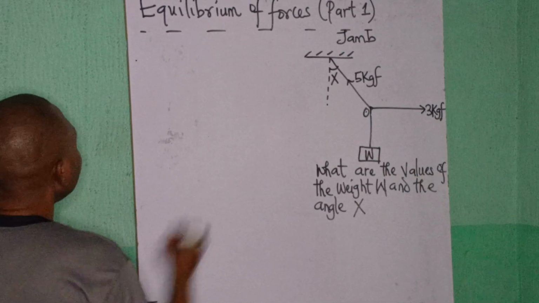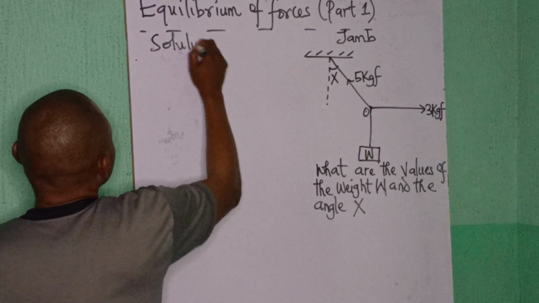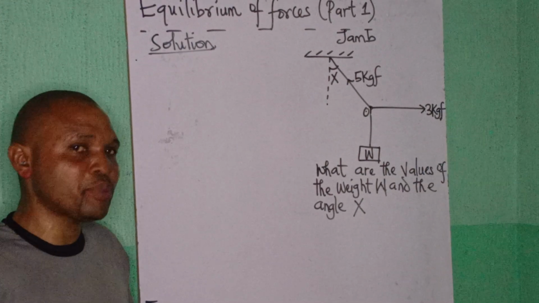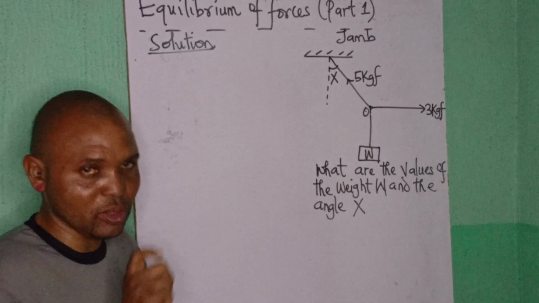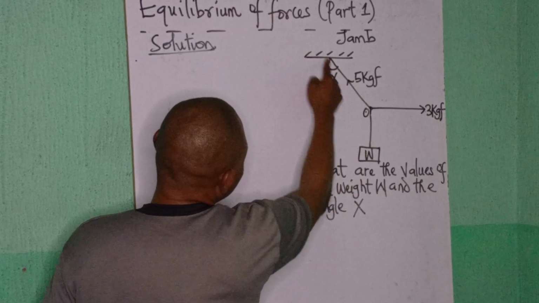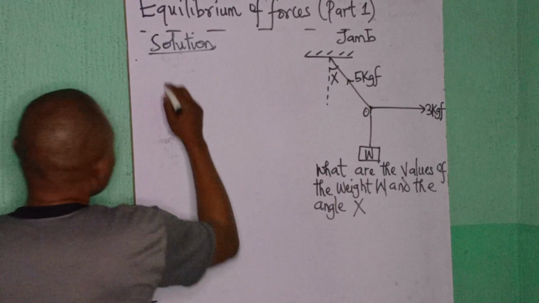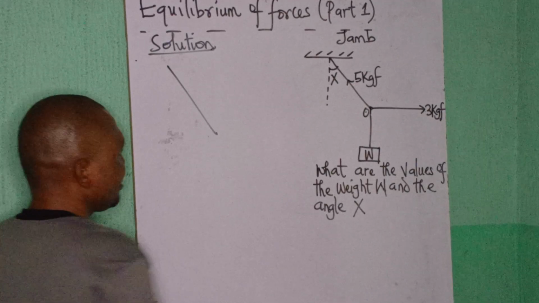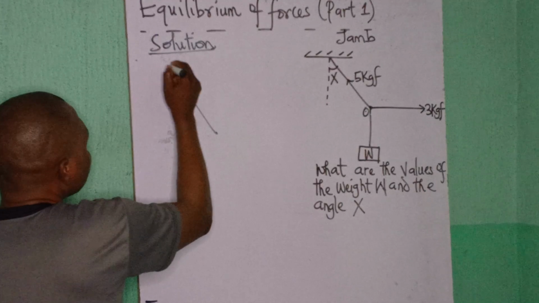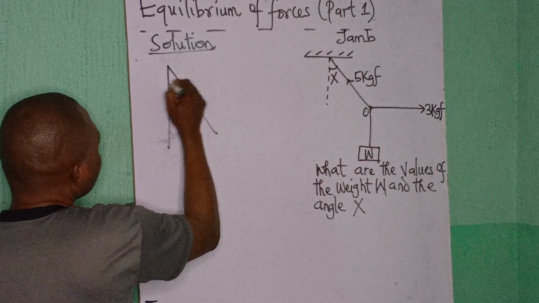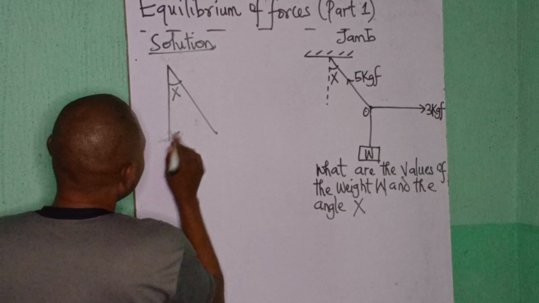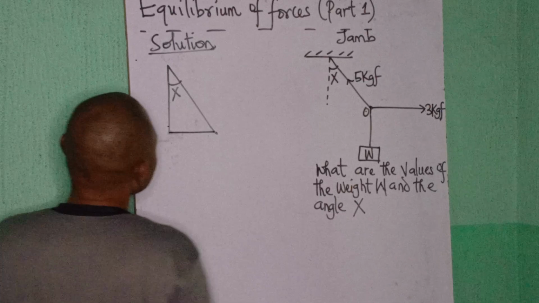Now, how do we solve this question? Let us go. In solving questions like this, the best approach is to try and get a triangle. If you look at how it is drawn, I'm talking about this rope attached to this body. The angle is vertical, so I'll bring it down, and here is X. Then I can form a triangle. Look at this, so this is a triangle.